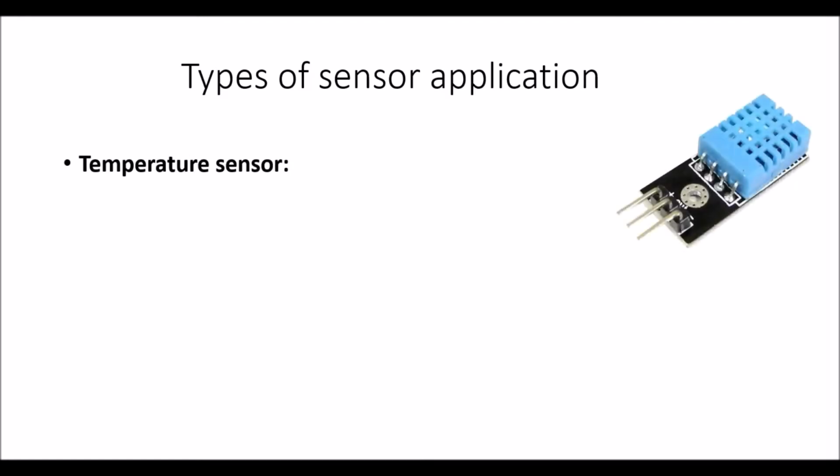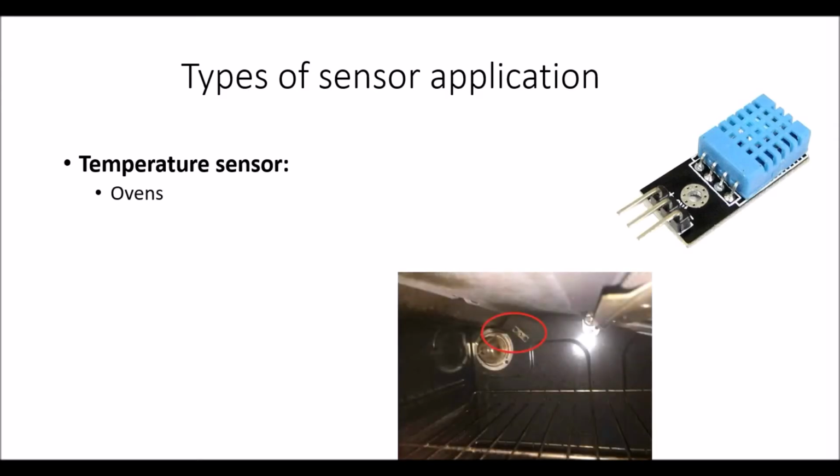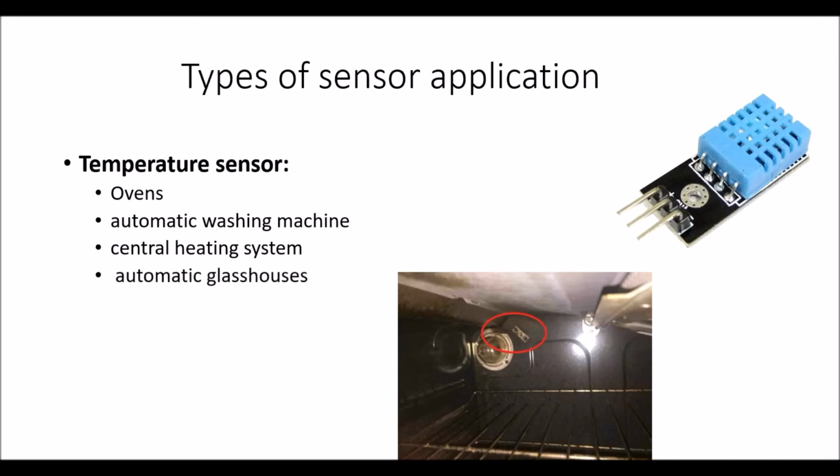Now, let's talk about types of sensor applications. We have temperature sensor. This is how it looks like. Temperature sensor is used in oven. If you have an oven in your house, it's all about how hot something is, so it's using a temperature sensor for sure. Then it is being used in automatic washing machine as well. Central heating system is using it. Automatic greenhouses are using it.